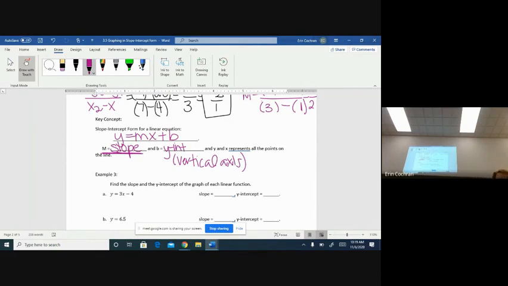All right. So y equals 3x minus 4. Are we in slope-intercept form? So what's my slope? What's my m? So if I have y equals mx plus b, what's my m? 3. What's my y-intercept? Negative 4. Why is it negative? Because it's a minus sign. Okay. So if you want to put that as a coordinate, isn't that 0, negative 4?